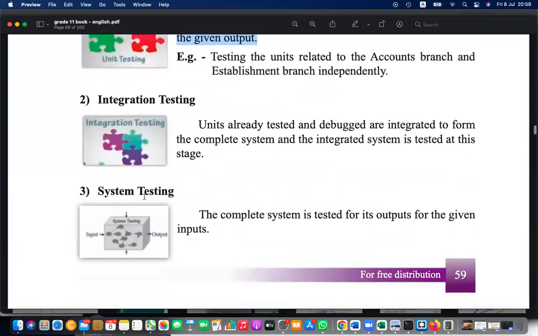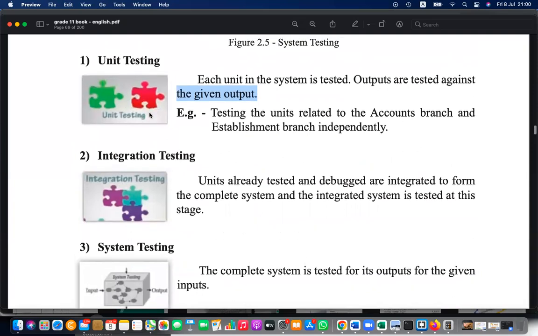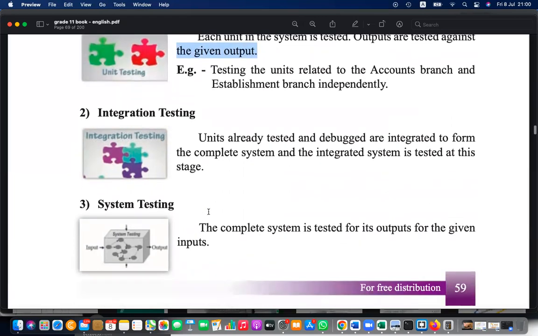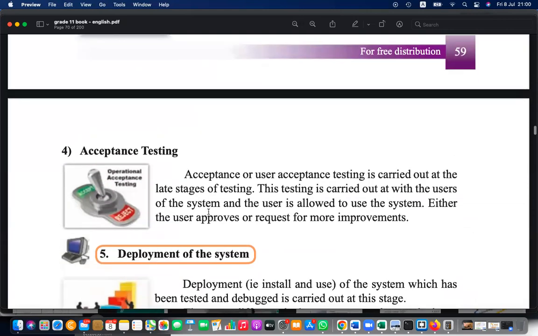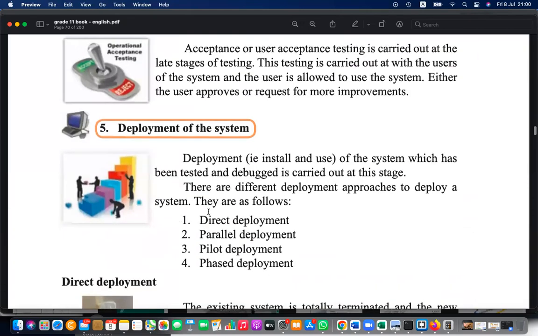Therefore, this is called black box. This is called white box. White box means you are looking at the code. Black box means you are not looking at the code; you are only considering inputs and outputs. Acceptance testing is done at the user side.